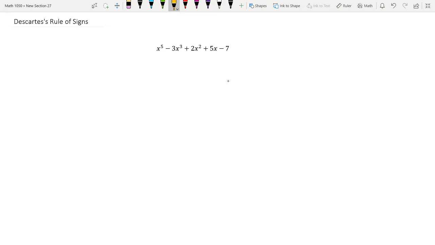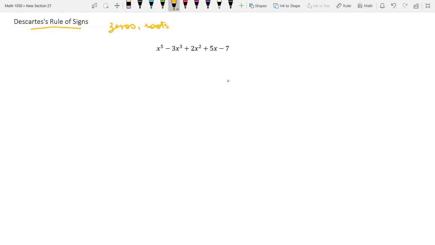Okay, let's talk about Descartes' rule of signs. Part of when we're trying to find the zeros or the roots of a function is determining that it's easier to be able to rule things out. And so Descartes developed a pattern that we can use knowing how many positives or negatives we have.